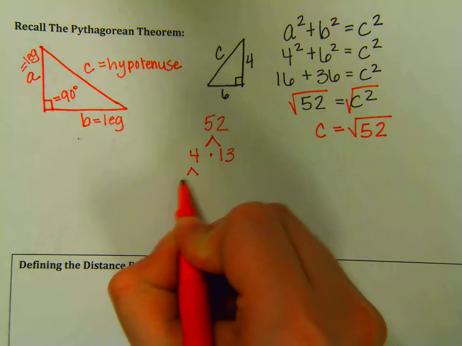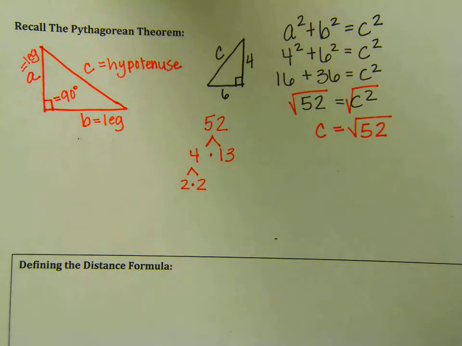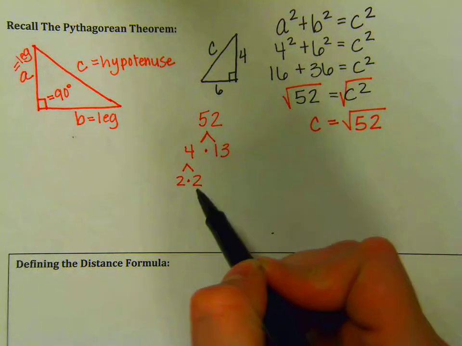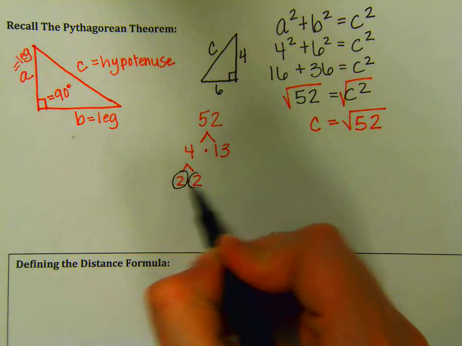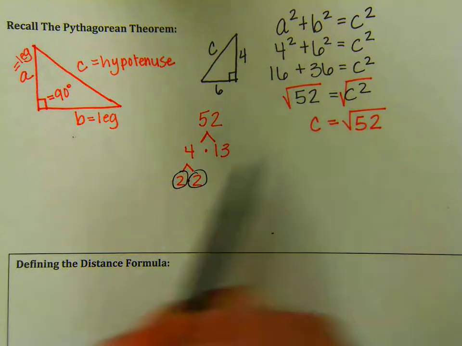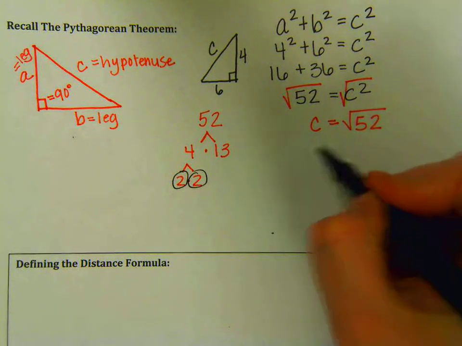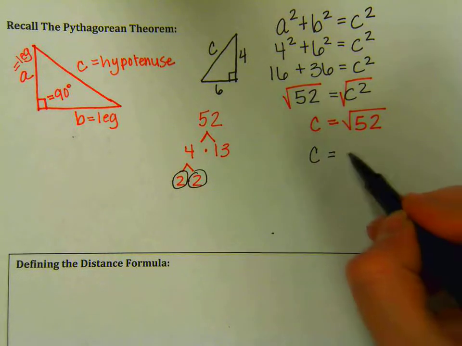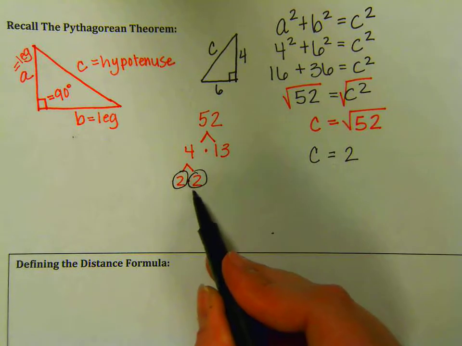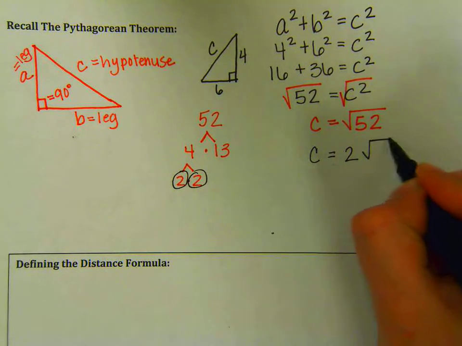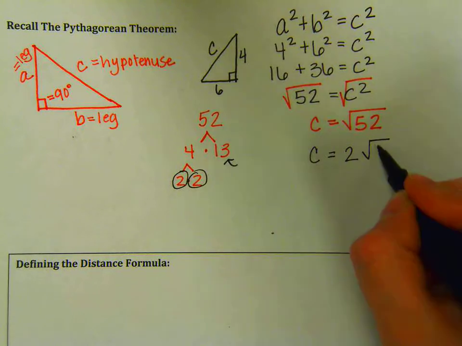4 can be written as 2 times 2. And from last class, you should remember that 2 times 2, that's my pair, and I do have an index of 2 over here, so I'm just looking for a pair of 2. So my final answer is 2, coming from over here, square root of 13, because that's what's left.